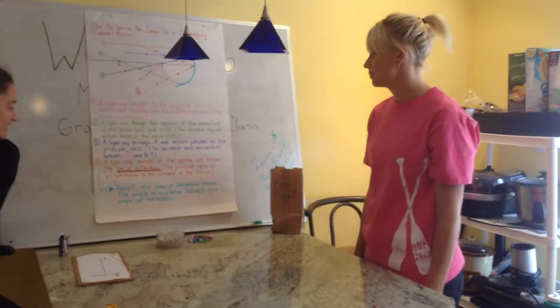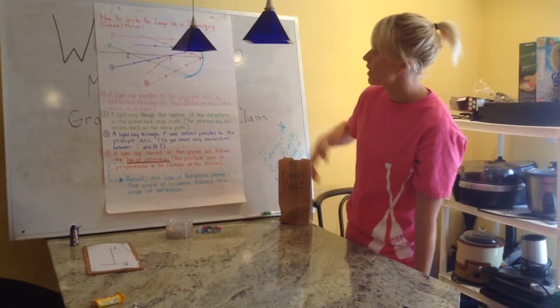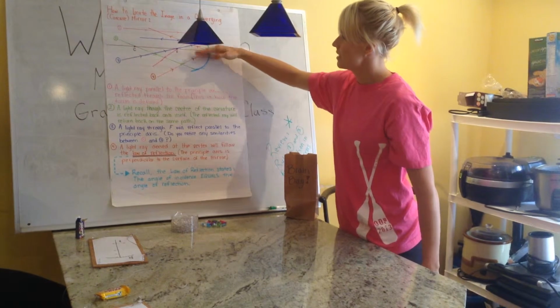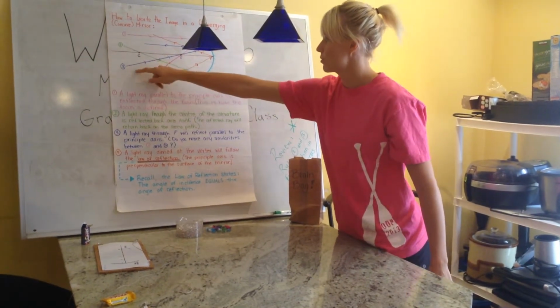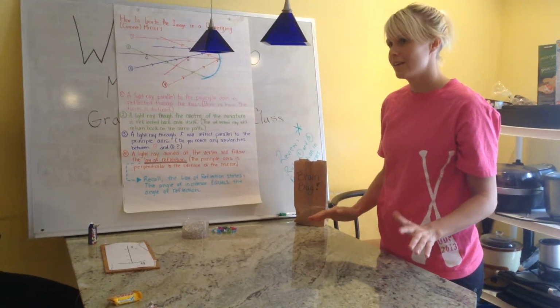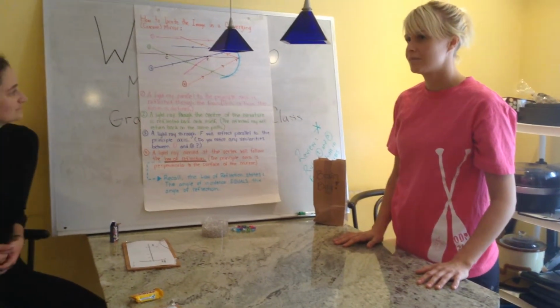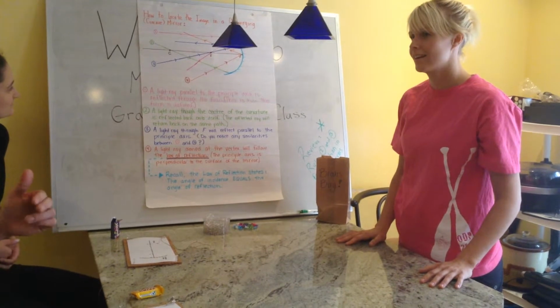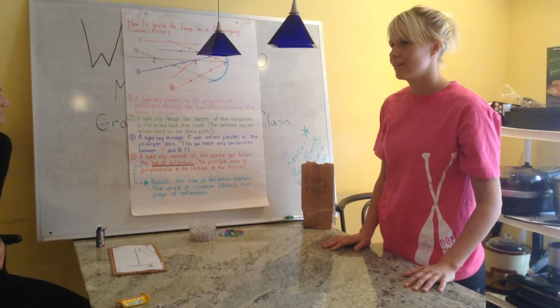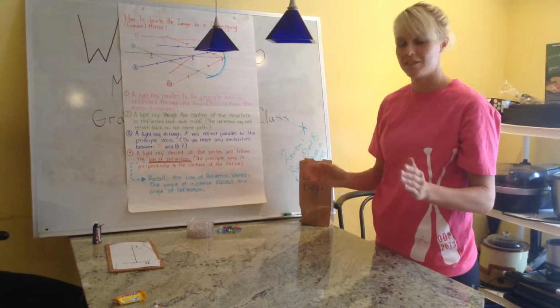Do you notice any similarities between 1 and 3? If we look at rule 1 again, it reflects parallel to the principal axis and goes through the focus. Rule 3 is coming through the focus and reflecting parallel. So, does anyone notice any similarities? The light ray of 1 and the reflected ray of 3 are the same. Yeah, so they're pretty much opposite of each other. Okay, great.